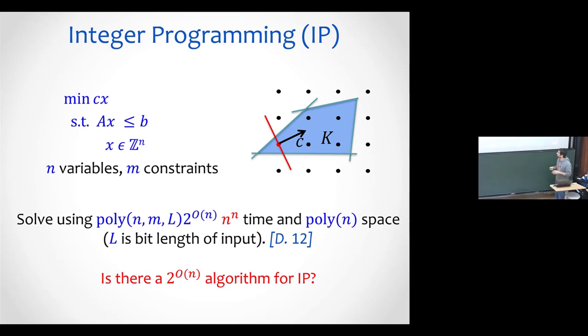Okay, so what do we know? First I just want to write down the fastest algorithm that we currently know of. In essence, the algorithm has polynomial dependence on all the basic things associated with an LP, and then you have a very large dependence on the number of variables. The key term here is n to the n. One of the biggest open questions in the area is whether you can make n to the n into 2 to the n. Okay, so this is also the motivation for the conjecture that I want to talk about.